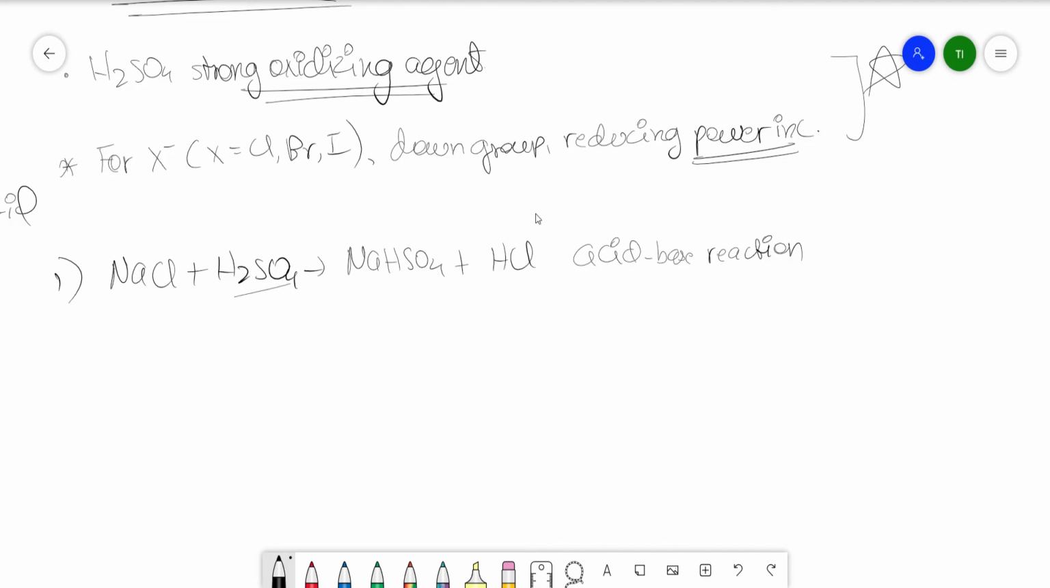It donates an H+ to Cl-, and therefore it donates an electron to Cl-, right? And Cl- is a base. It accepts an H+. So this is an acid-base reaction. However, this reaction does not proceed any further in the presence of excess H2SO4, and that is because the Cl- over here is not a strong enough reducing agent.